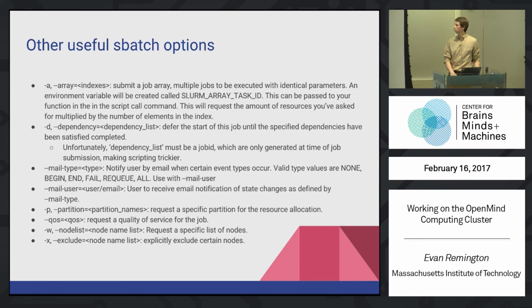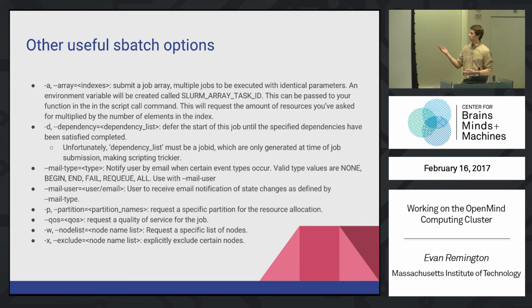So there are other useful options. Array, we talked about that. You can also set up dependencies. If you have multiple jobs and you need the second job to start after the first one finishes, but you don't want to wait around to submit the second job, you can specify the job number of the first job as a dependency to the second job. You can have Slurm send you emails when jobs start or finish or fail. You can specify particular partitions, like for instance, the interactive partition. You can select different qualities of service.